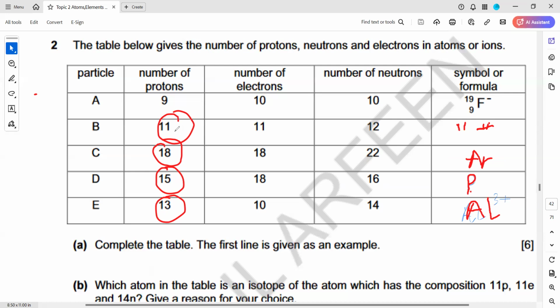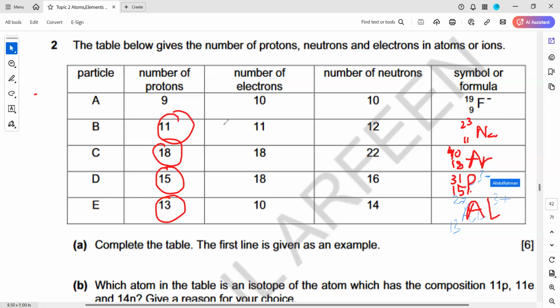So if I have 11 protons and 12 neutrons, what will the sum be? The sum will be 23. So we write Na. On the top it will be 23 and the proton number 11. Will there be any charge on this? No, because it has an equal number of protons and electrons.